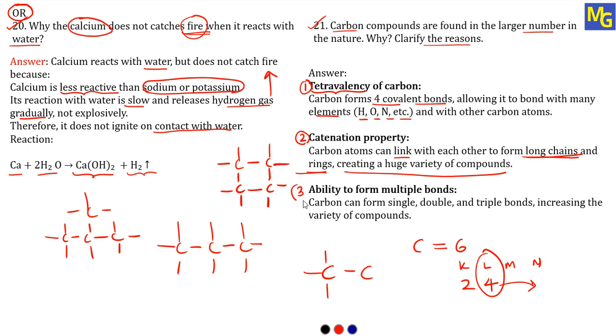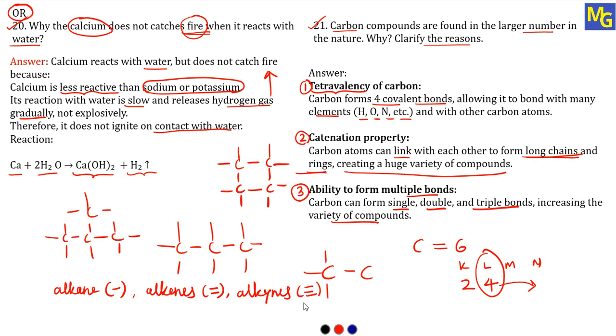Third is the ability to form multiple bonds. So carbon can form single bonds, double bonds, triple bonds, increasing the variety of compounds. As we all know, carbon can form alkanes. Alkane means single bond. It can form alkenes. What is alkene? Double bond. Or it can form alkynes, that is triple bond. And due to this, again, this is one of the reasons for the huge number of carbon compounds in nature. So this is the answer for question number 21.